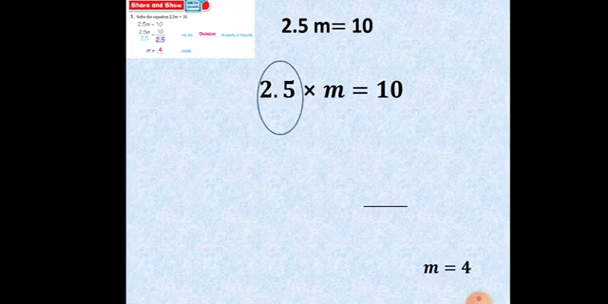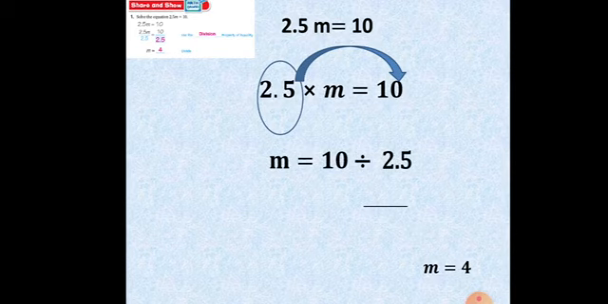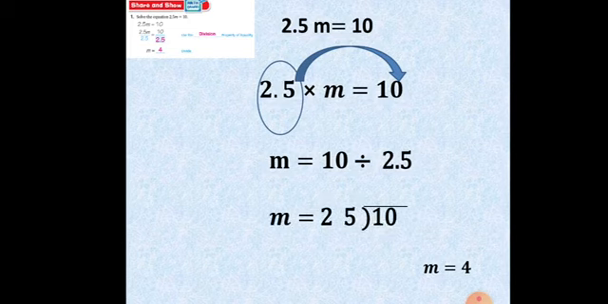So what's the next step? Circle the number with the multiplication sign and move it to the other side. What happens when multiply moves to the other side? It becomes m equals 10 divided by 2.5. Don't change the places. The number which is with the equal sign should stay with the equal sign. Only move the other number to behind it. So how are you going to solve this?